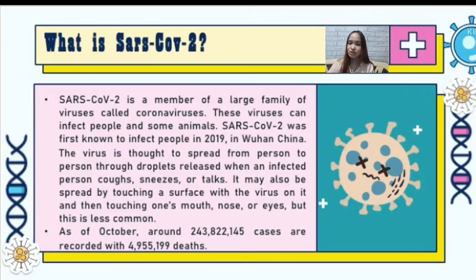So as of October, around 243,822,145 cases are recorded, with 4,900,055 deaths. We all might be wondering, how does the coronavirus, the virus itself, look like? So I'm going to show it to you.